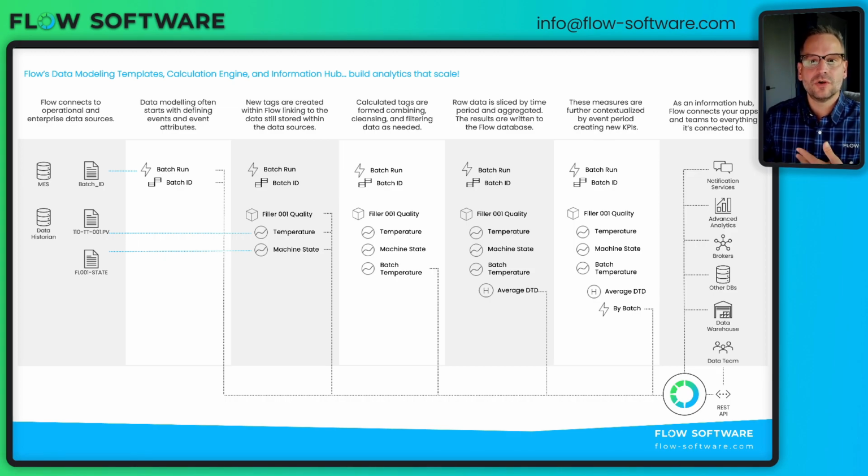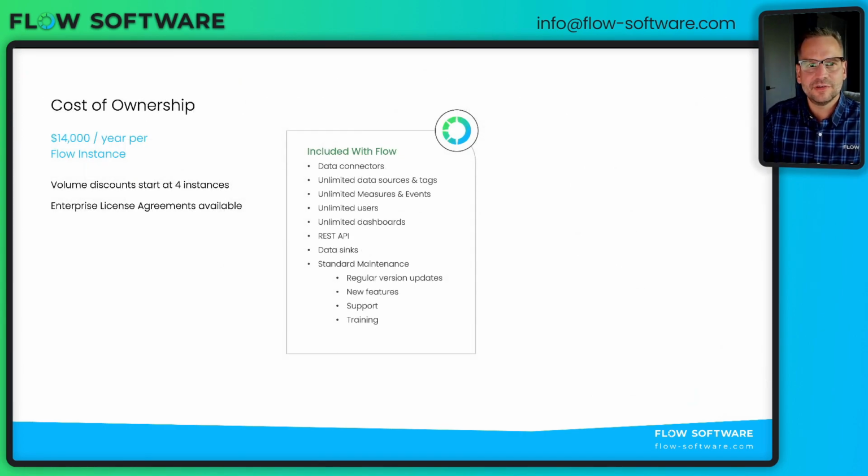So what does this look like to execute? What's the cost of ownership? We follow a very simple business model. We have a subscription of $14,000 per year per Flow instance. There's no limits on the number of data sources you connect to, the number of calculations that you run. If you decide to build dashboards inside of Flow for reporting, we don't charge you any extra fees for those dashboards or the number of data syncs or API calls that you make.